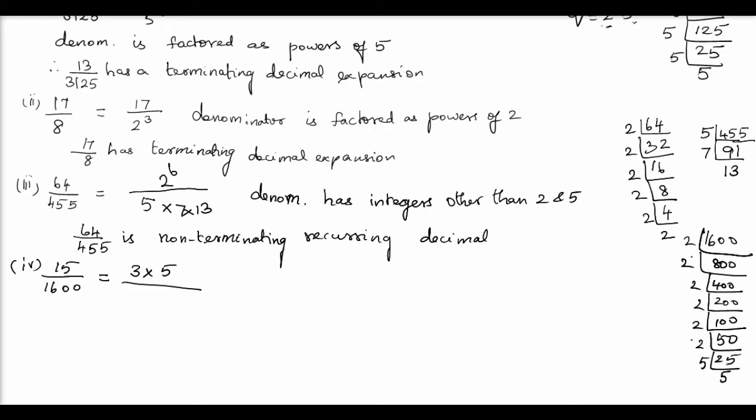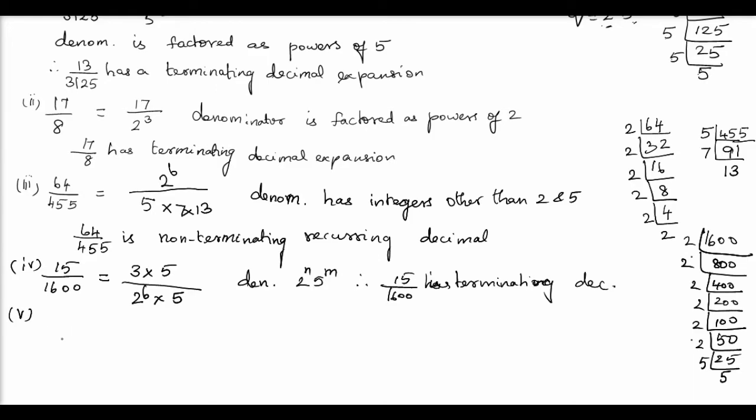Okay, so that you have 2 power 6 into 5. Okay, here you have the denominator to be of the form 2 power n into 5 power m. Therefore, 15 by 1600 is terminating decimal. Right? Now we'll pass on to the fifth subdivision.